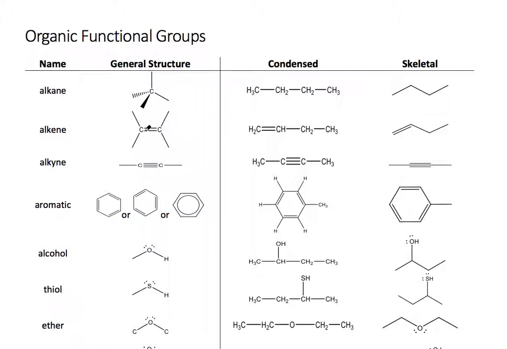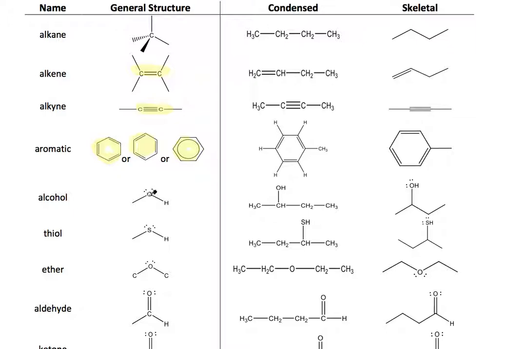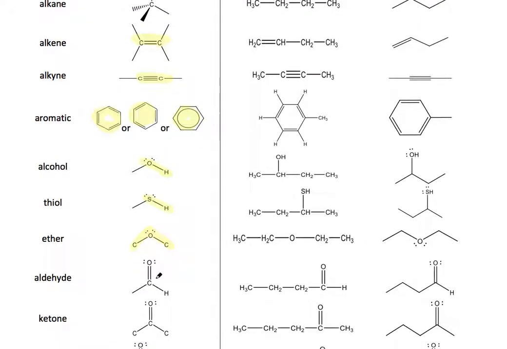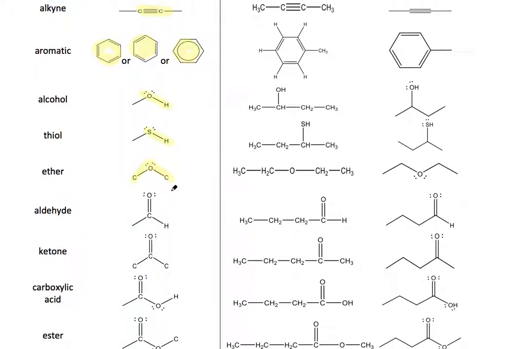Alkenes, though, if you see a CC double bond and then things attached to that double bond, that's called an alkene. Here's our alkyne. This is called an aromatic ring, and there are 3 different forms you could draw it in. Alcohols have an OH group, thiols an SH group, ethers are if you see this bonding pattern. So anyway, it's just a long list of them.